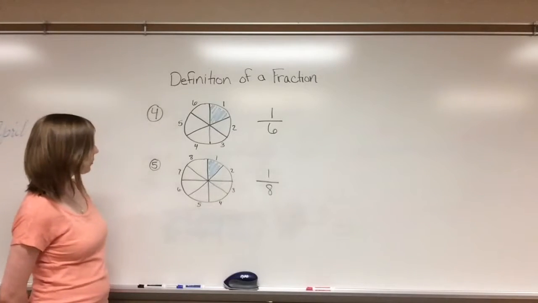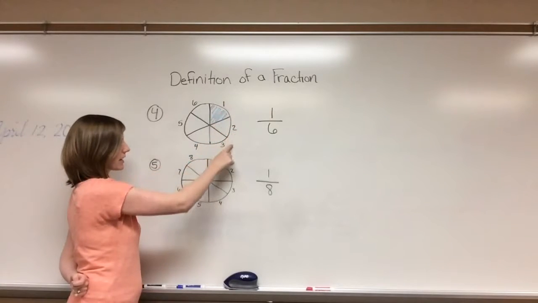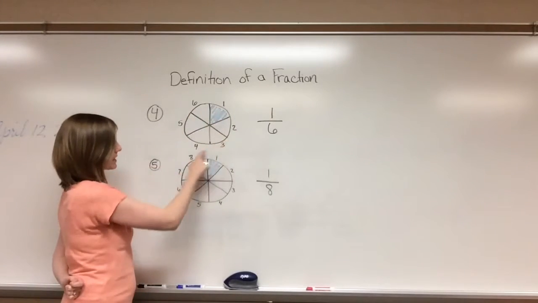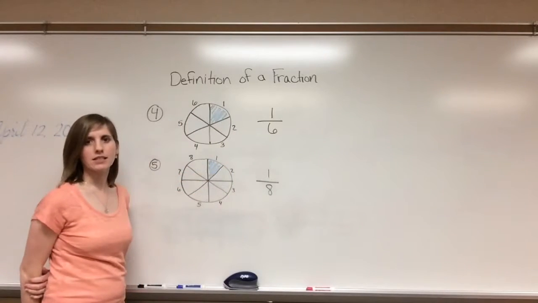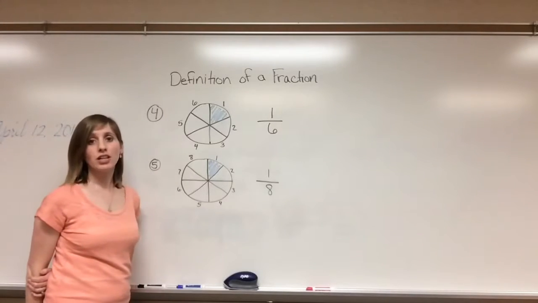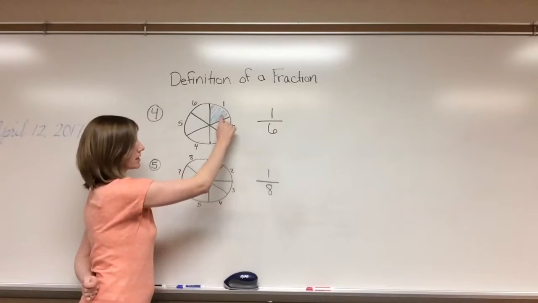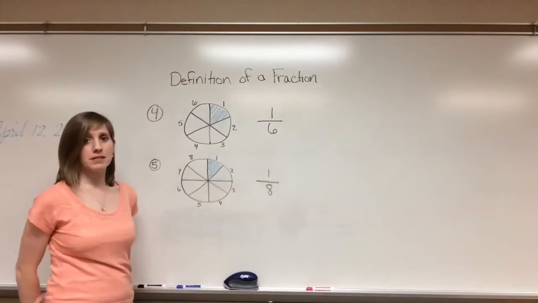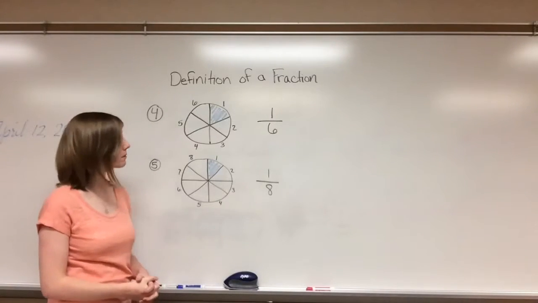For problem number 4, we have our circle. The first thing I did was go around and count how many pieces I have all together. There were 6 pieces that I numbered, so my whole amount is 6. It takes 6 pieces to make the whole circle. After that, I counted how many shaded pieces there were. Well, we only have 1 shaded piece here at the top, so my part was 1. 1 out of the 6 pieces is shaded, so our fraction is 1/6 for problem number 4.